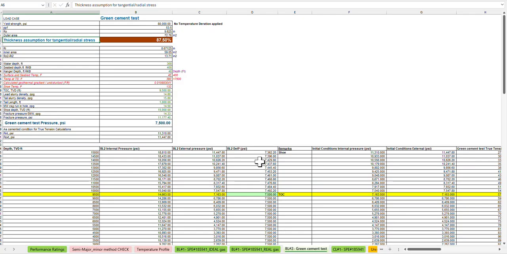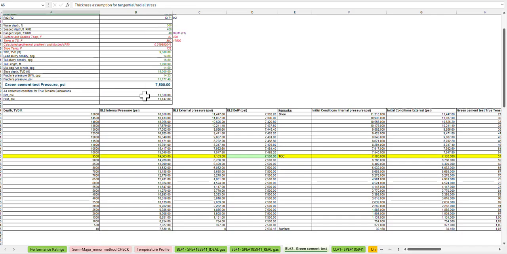So I just added another tab as a green cement test. The green cement test I just defined as 7500 psi.